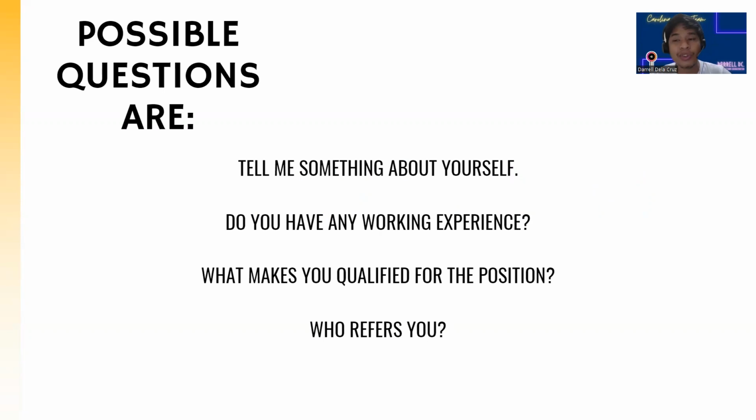Let's try to do the PAWS method. So the PAWS method is P, S, A, W, S. P stands for personal. It means personal things about you. Let's say, for example, who are you? How old are you? Where do you live? Or something like that. Then the next one is the academic background.